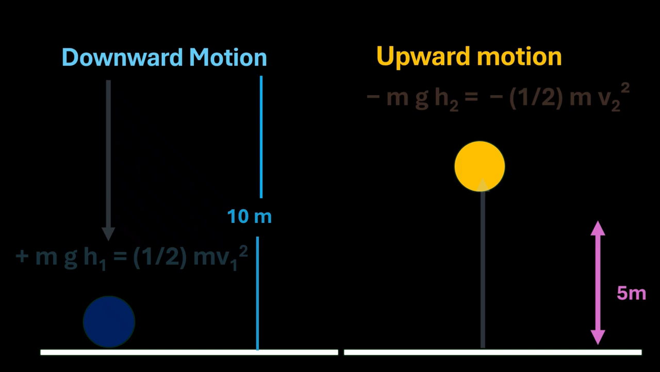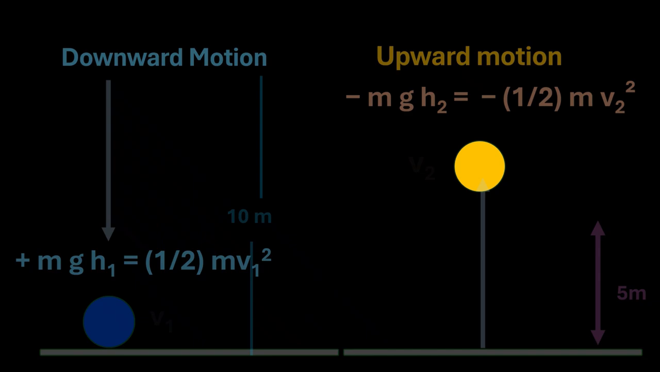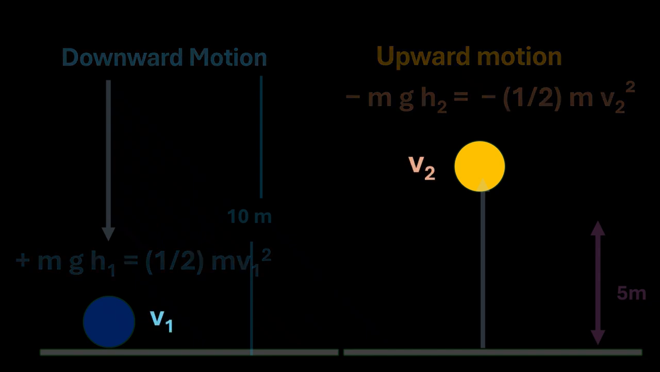So for the downward motion, the distance traveled is 10 meter. The equation is mgh1 is equal to half mv1 square, which gives us the value of v1. Likewise, for the upward motion, mgh2 equals half mv2 square, which gives us the value of v2. Now this is before impact and after impact.